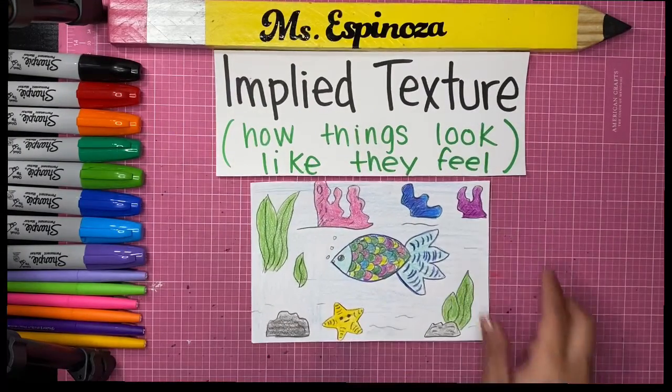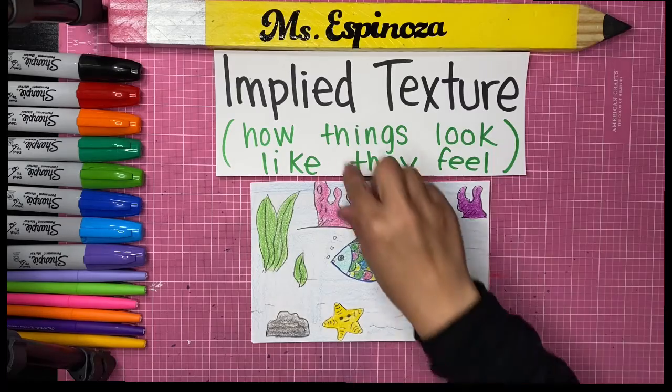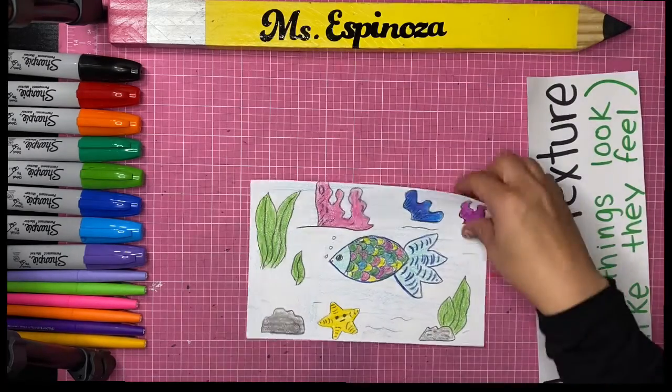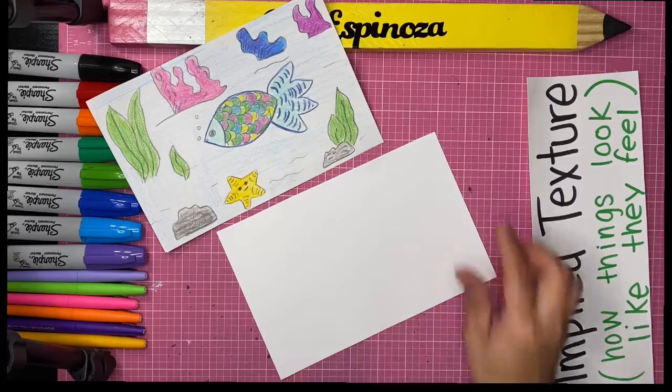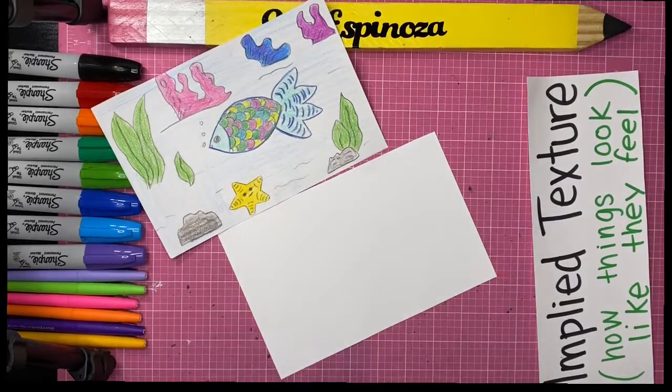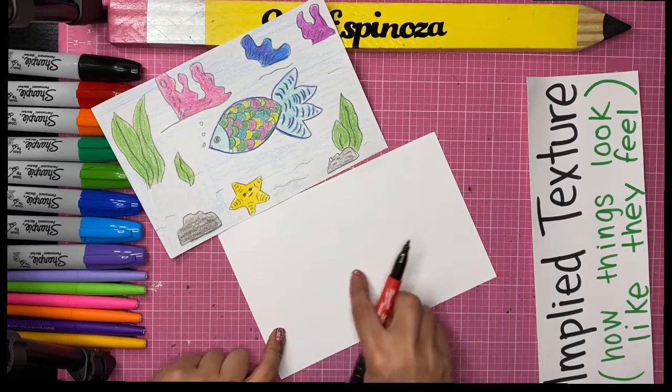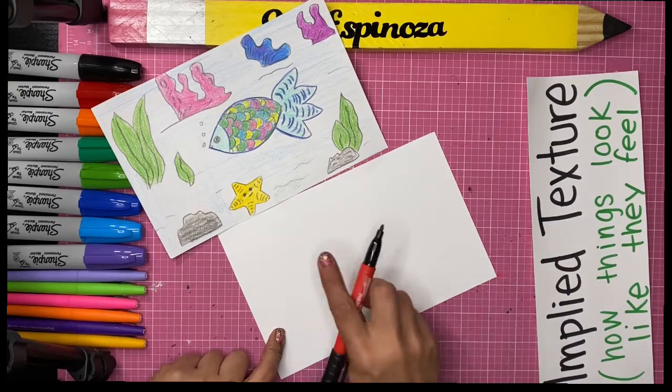So now we are going to draw the bottom of the ocean. We're going to draw a little fish and some sea corals and some seaweed. So we'll start off by drawing this shape in the middle.